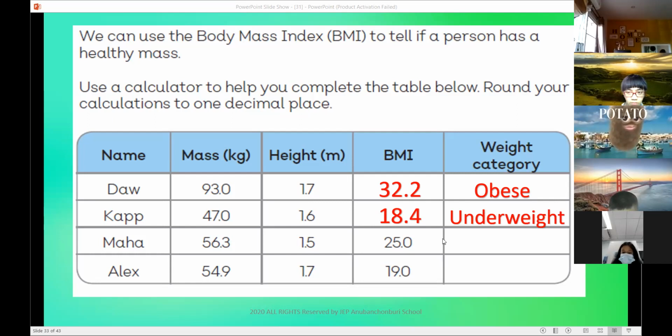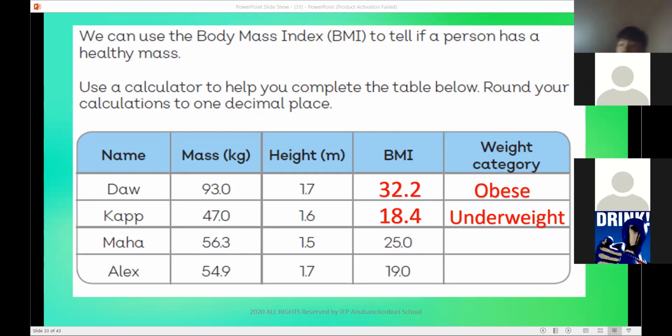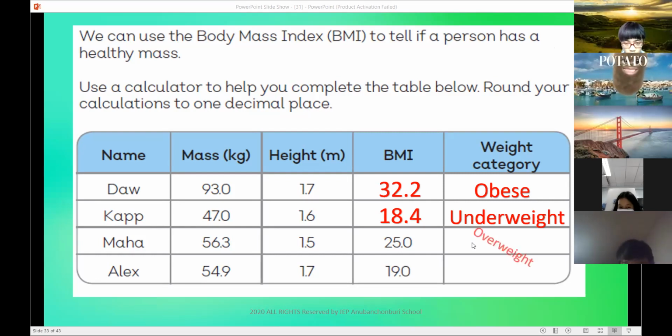Purama, what is your answer here about Maha? Maha has a 25.0 BMI. What is your answer, Purama? Page 13. What's your answer, Purama? Or maybe Pirapong. Pirapong, what's your answer here for Maha? Overweight. Overweight. Very good. Thank you.